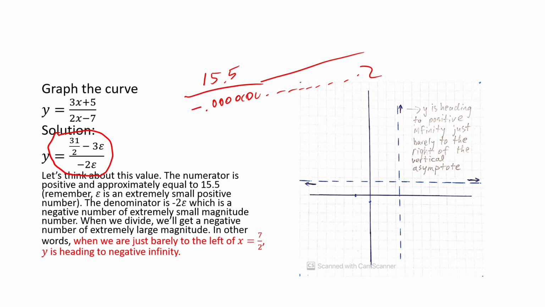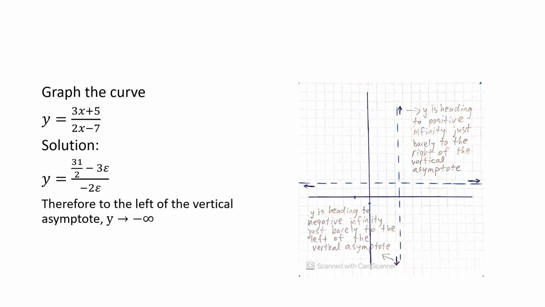Well, if we ignore the negative for a second, we know that 15.5 divided by an extremely small number will be infinitely huge. But since we have a positive numerator and a negative denominator, that tells us that it's going to be infinitely huge with a negative magnitude. So that tells us, as it says in red, that when we're just barely to the left of 7/2, y will be heading to negative infinity. And we kind of suspected that it would just from the points on the graph. We kind of had a feeling looking at the behavior of the curve that it would probably do something like that. But we write it in.